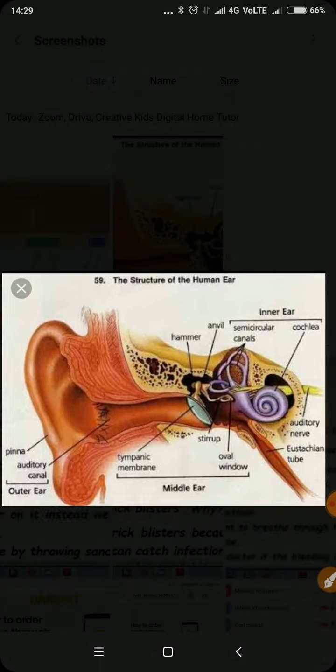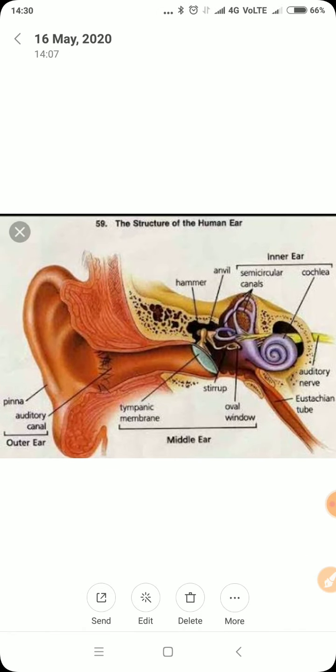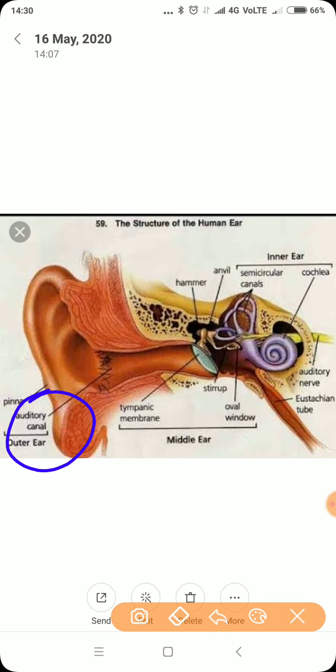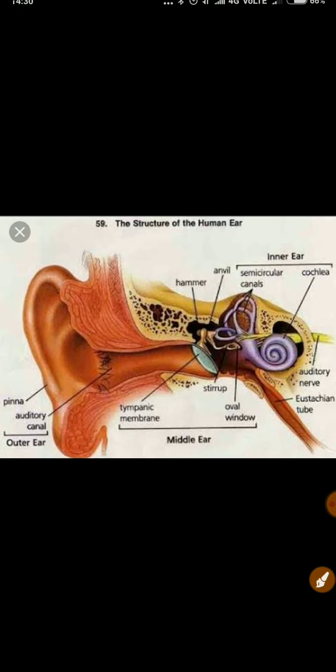Are you able to see this? The auditory canal, the ear canal, is present in the outer ear. So what is being filled into it? Air. Air is being filled over here. So this is about the outer ear.